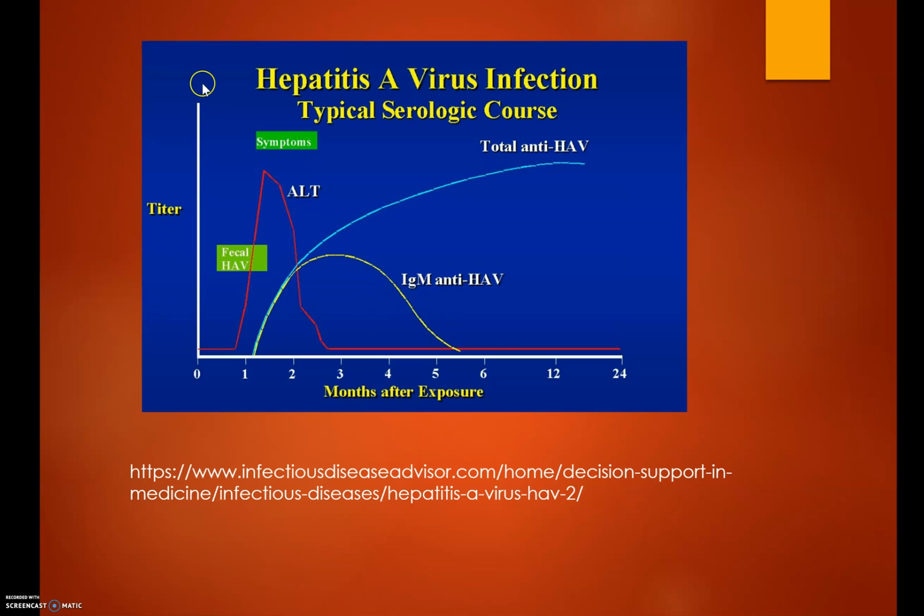Okay, here you can see that this is the typical serological course of a hepatitis A viral infection. You can see that HAV particles are actually found in the feces even before any symptoms start. And once symptoms do start, you can detect the amount of ALT, which is a liver enzyme, in the blood to test for liver damage in a patient.